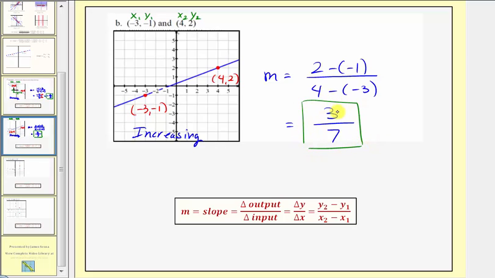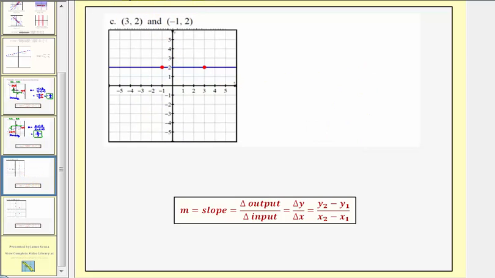So this tells us that when the change in the output is positive 3, the change in the input is positive 7. Looking at the graph, if we wanted to travel from this point on the left to the point on the right, notice how we'd have to go up 3 units, which is why the change in the output is positive 3, and then right 7 units, which is the reason why the change in the input is positive 7.